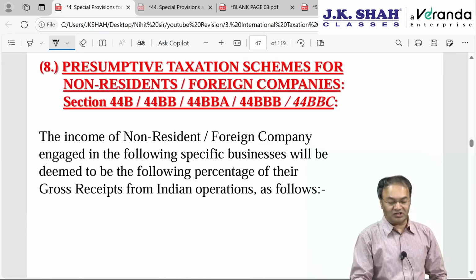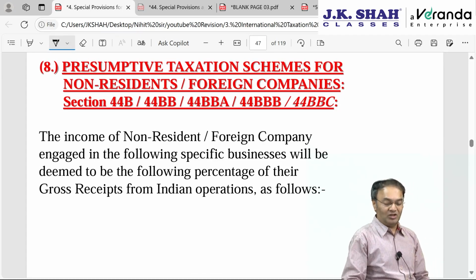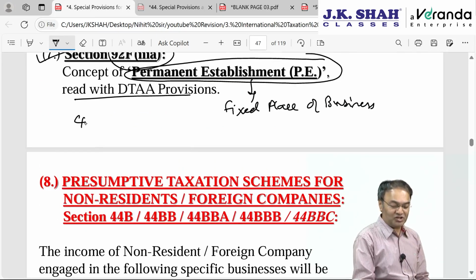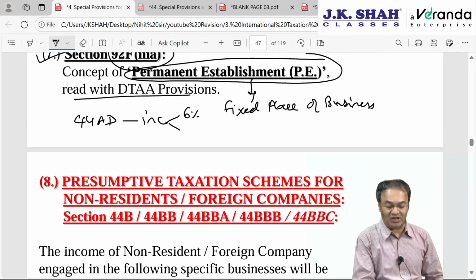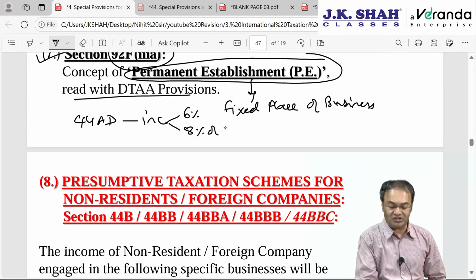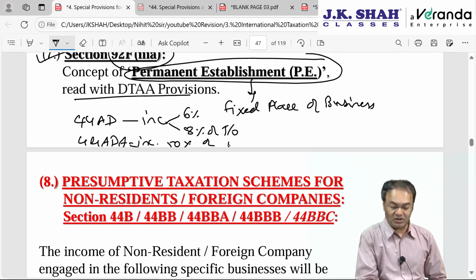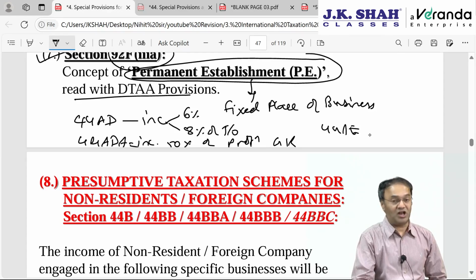Then the next is a very interesting concept, the presumptive taxation scheme. The way we have a presumptive taxation scheme for residents governed by 44AD, whereby income for a businessman will be either 6% of turnover for that much turnover which is achieved by way of banking channel, otherwise 8% of turnover in case turnover is achieved in cash. Same way we had 44ADA for professional people, income will be deemed to be 50% of professional gross receipt. Same way we had 44AE also, for transporters.